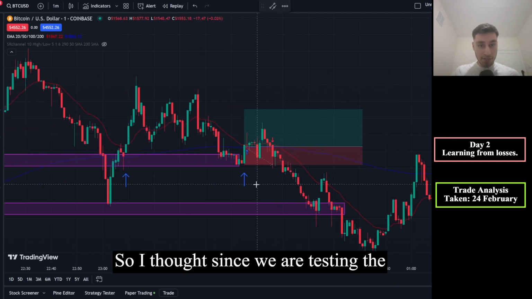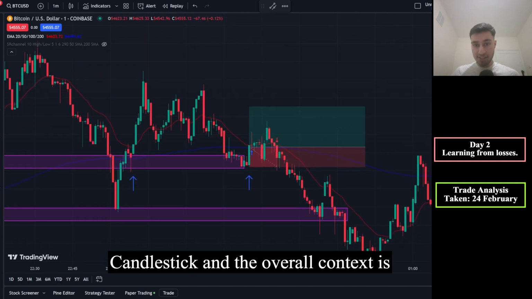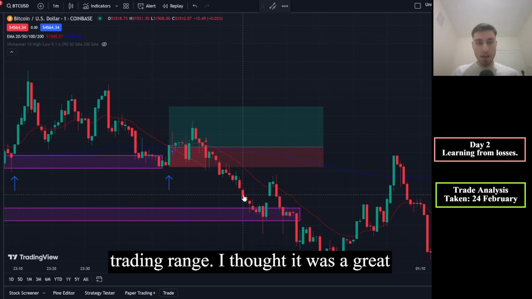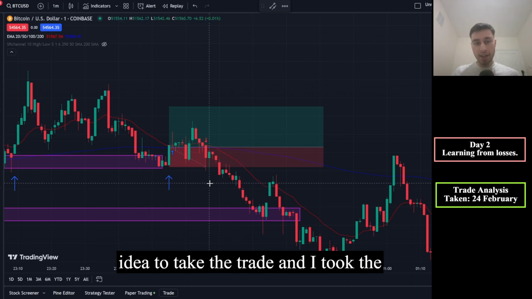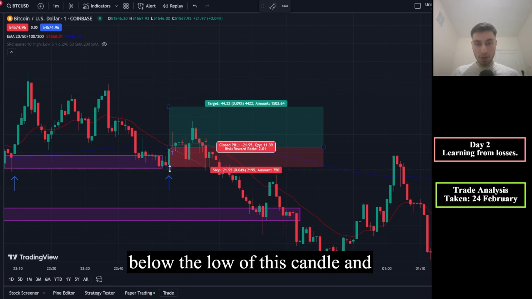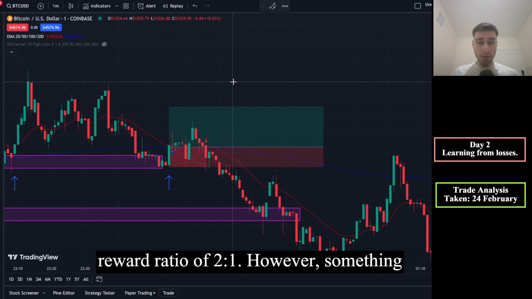So I thought, since we are testing the support again and I see a great bullish candlestick and the overall context is bullish on every time frame, bullish to trading range, it was a great idea to take the trade. I took the trade with stop loss just below the low of this candle and take profit twice as high. So risk to reward ratio of 2:1.